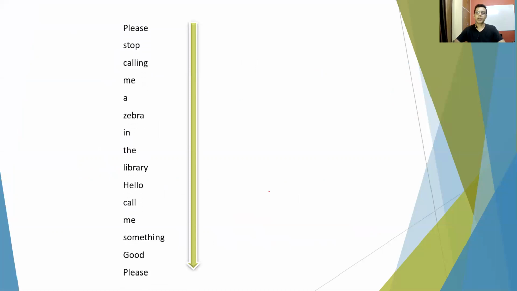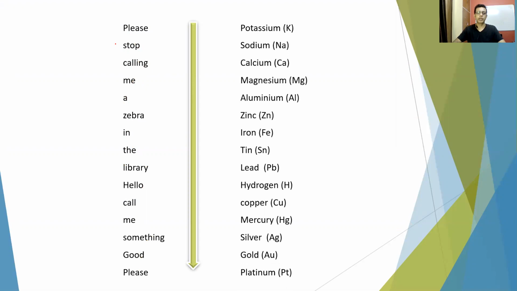To remember the metal reactivity series, we can remember this sentence: please stop calling me a zebra in the library. Hello, call me something good, please. So you can compare the metals with this: PP, SS, CC. Like this, you can remember it. I'm reading it again: please stop calling me a zebra in the library. Hello, call me something good, please. So remembering this, we can remember the metal reactivity series.